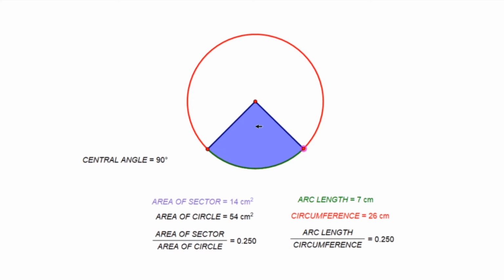In this example, the sector is 25% of the circle. So when you divide the two values, you get 0.25. And when you divide the arc length by the circumference, you'll get 0.25 as well. As we change the size of the sector, note how the values change. Now the area is 32, the arc length is 16, but these two ratios are the same. The ratio doesn't change, and they are equal.